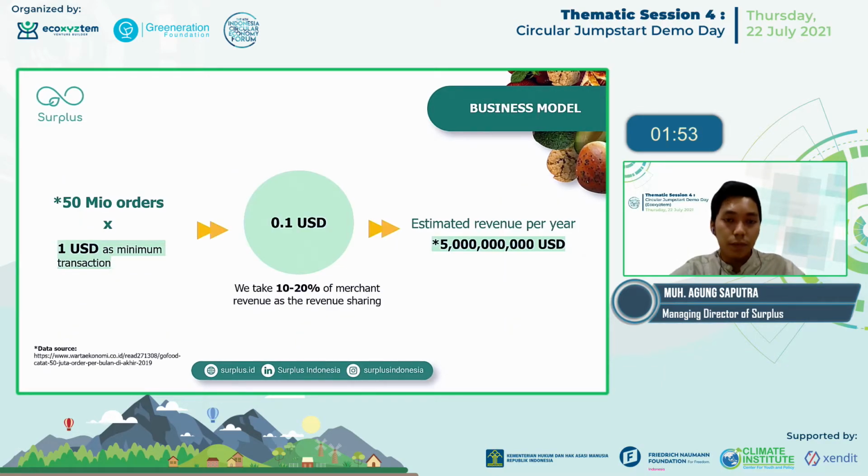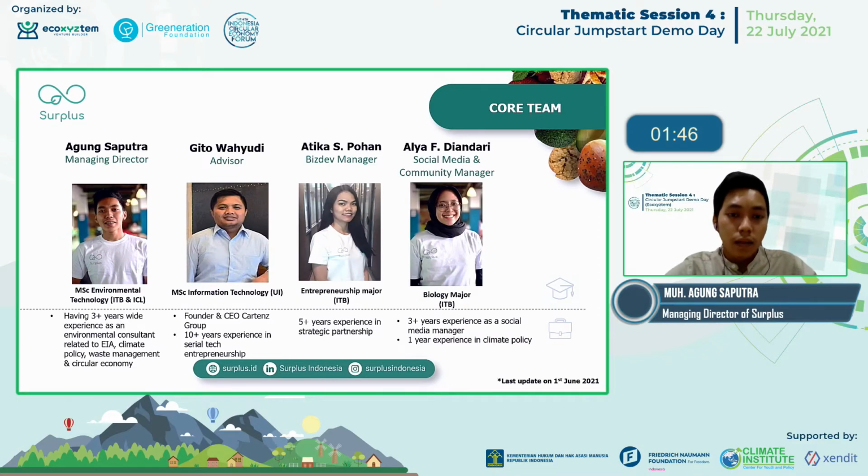So in terms of the business model, we take around 10 to 20% of merchant revenue as the revenue sharing. Next. This is the core team.